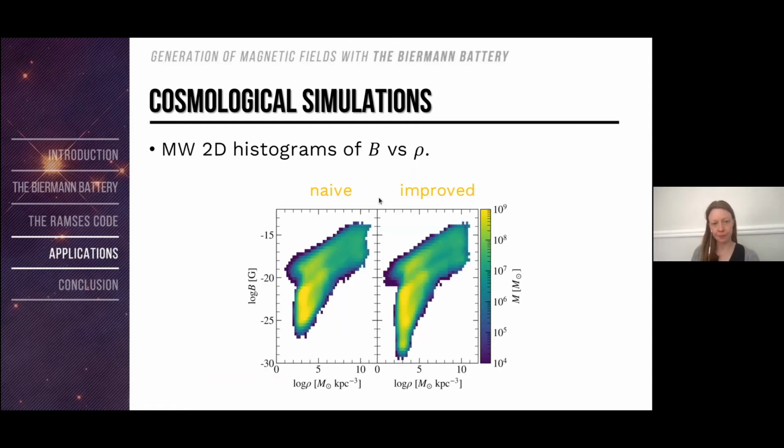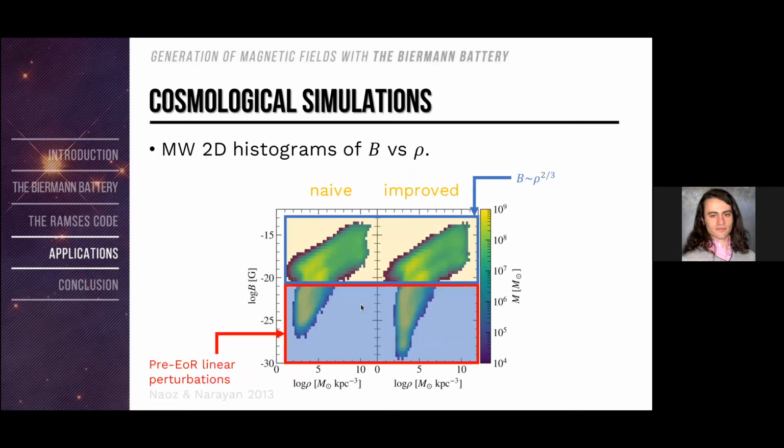So when we look at the 2D histogram, we see that we have a particular structure. We see on the bottom row that we have very low magnetic fields, which can be associated to the pre-epoch of reionization linear perturbations. Maybe I will explain that afterwards if I have time.